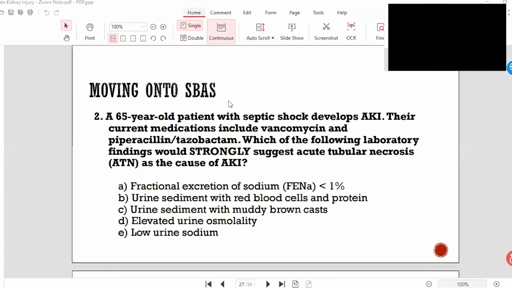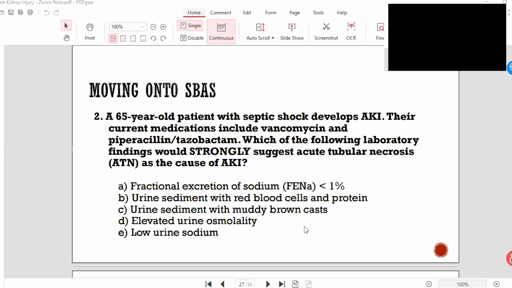Right. So there are some answers coming up. So in this patient, we have a 65-year-old patient with septic shock developing an AKI. They have significant nephrotoxic medications like vancomycin and piperacillin-tazobactam. But I'm asking, which of the following would strongly suggest acute tubular necrosis?